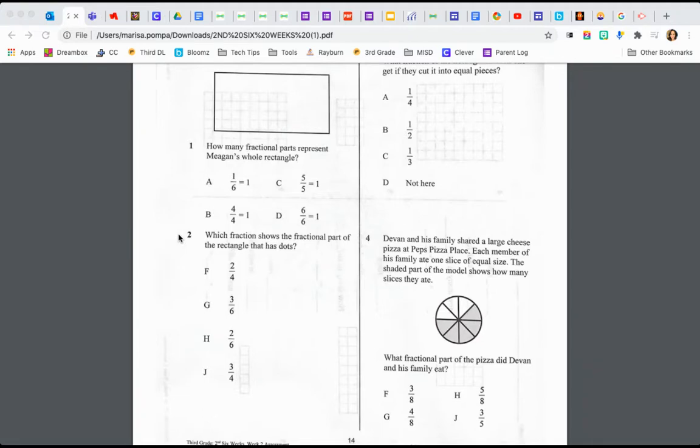Number 2. What fraction shows the fractional part of the rectangle that has dots? Is it F, 2/4, G, 3/6, H, 2/6, J, 3/4?